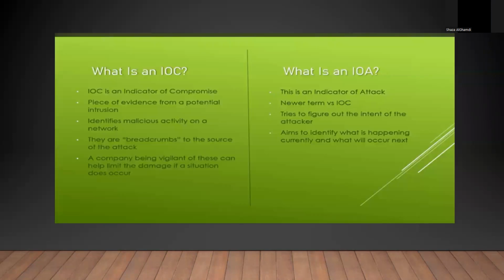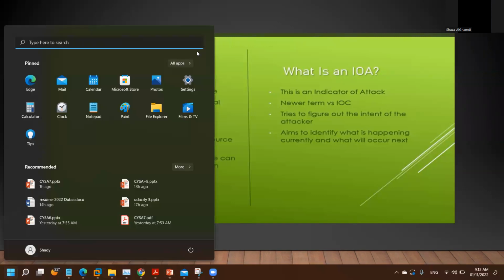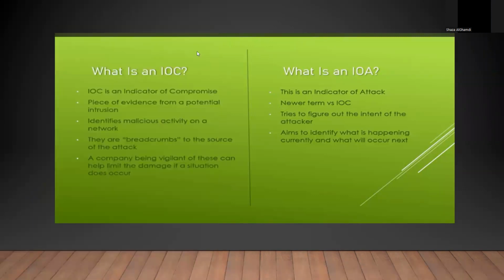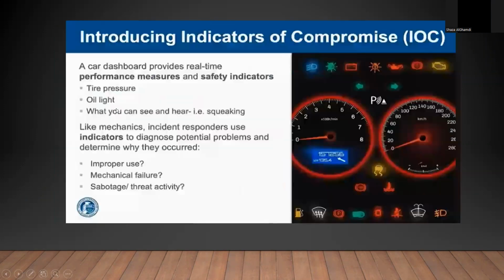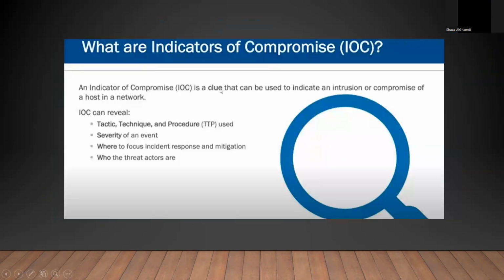Okay, guys, there are two terms right now, IOC and IOA. What is the difference between IOC and IOA, guys? IOC is an indicator of compromise. It's a piece of evidence from a potential intrusion. So this is again the early beginning definition.